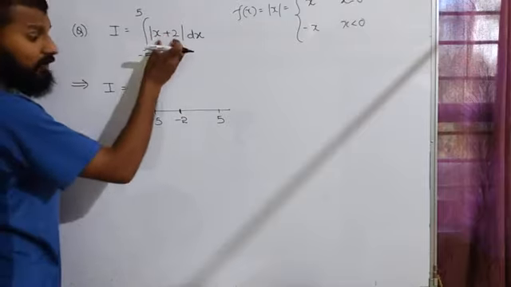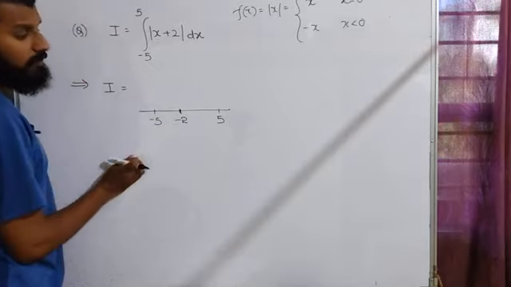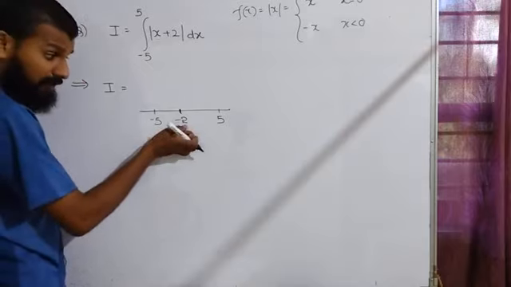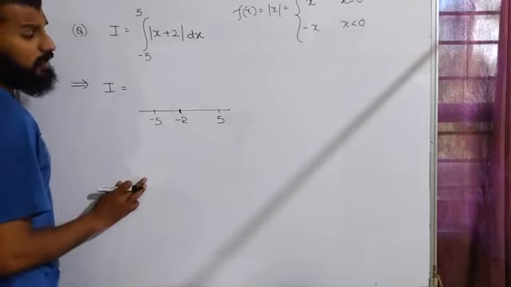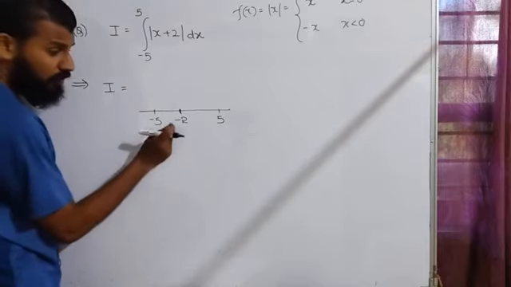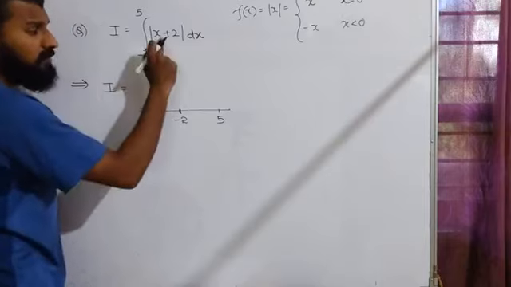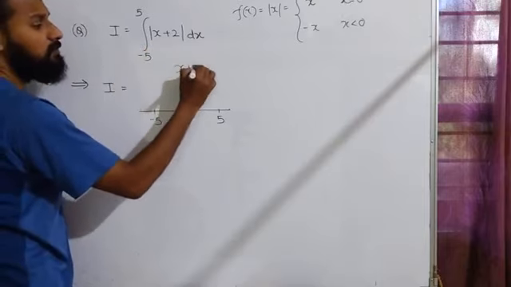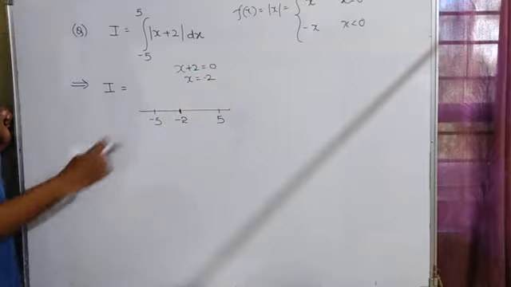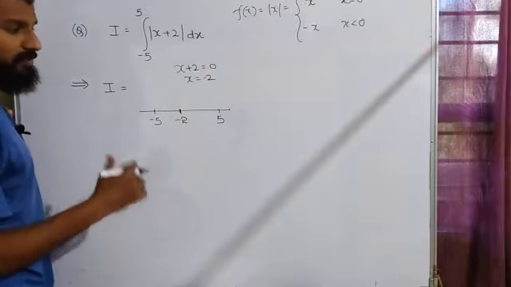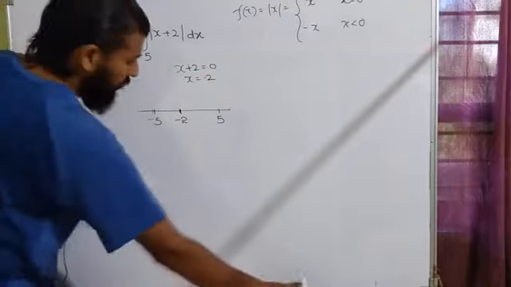So I'll be getting negative answers between minus 5 and minus 2, and between minus 2 and plus 5 I always get positive numbers. So you may ask me one question, sir, how did you get to know it's minus 2? It's very simple, my dear friends. You just need to equate x plus 2 equal to 0, and that will give you x equal to minus 2, and that will be your limiting value, or you can say a cutting value.